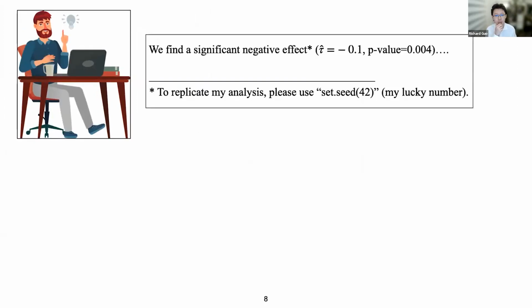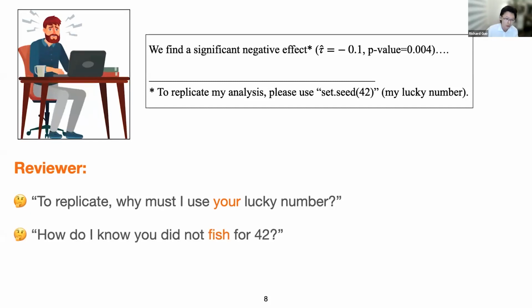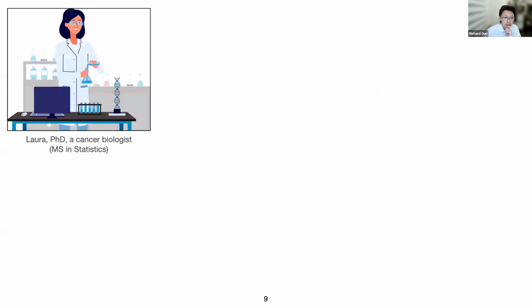He decides to report it in the paper, but with a fine-print line that says, to replicate, you must use the same random seed, 42 in this case. But as you can imagine, this could get criticized by other readers, and they could question him: why do I have to use your lucky number to replicate it? You can also take it a little further and ask him, how do I know you did not fish for that special random seed 42? So this is obviously one problem, and let's move on to the next problem.